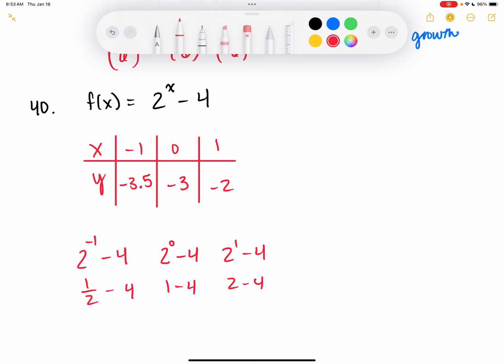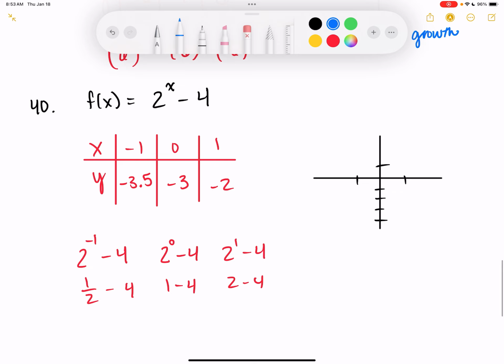So now, this one's going to look a little different because my y values now are all what? They're negative, so they'd be on the bottom. Yeah, so now it's going to be on the bottom instead. So at -1, I'm at -3.5. At 0, I'm at, sorry, -3. At 1, I'm at -2.